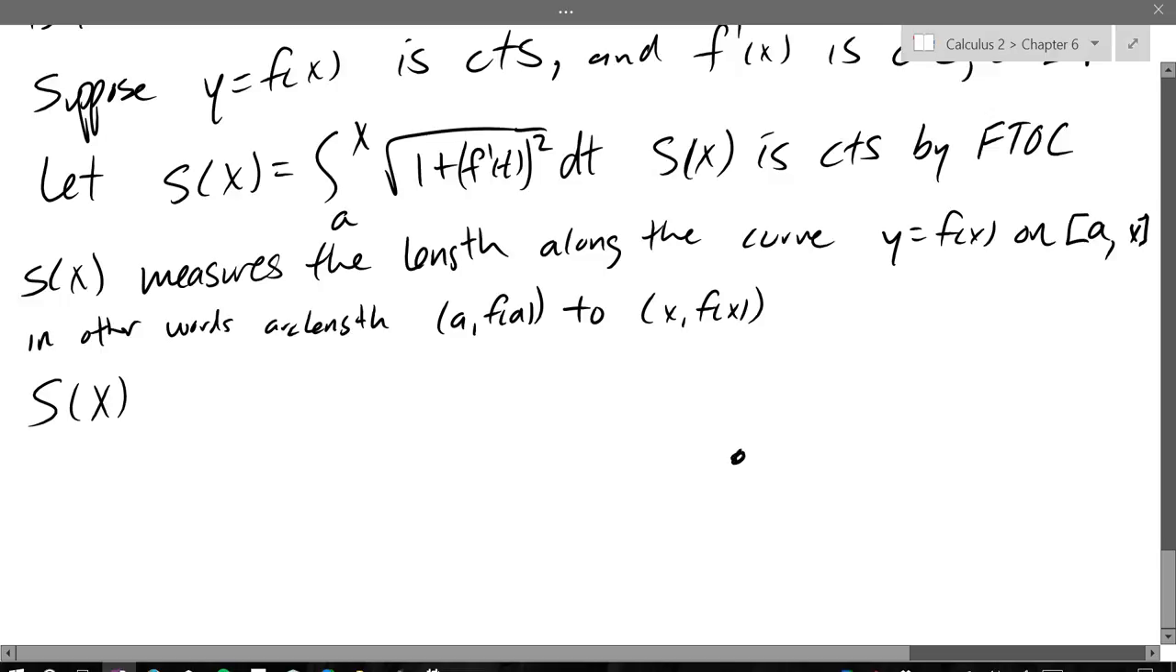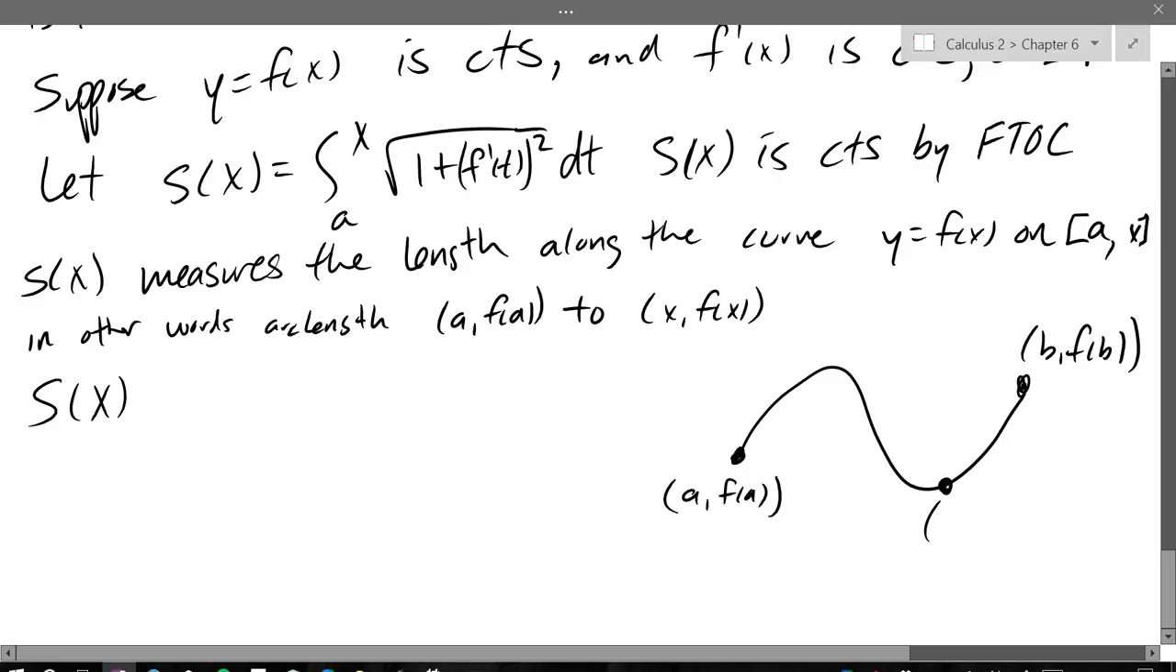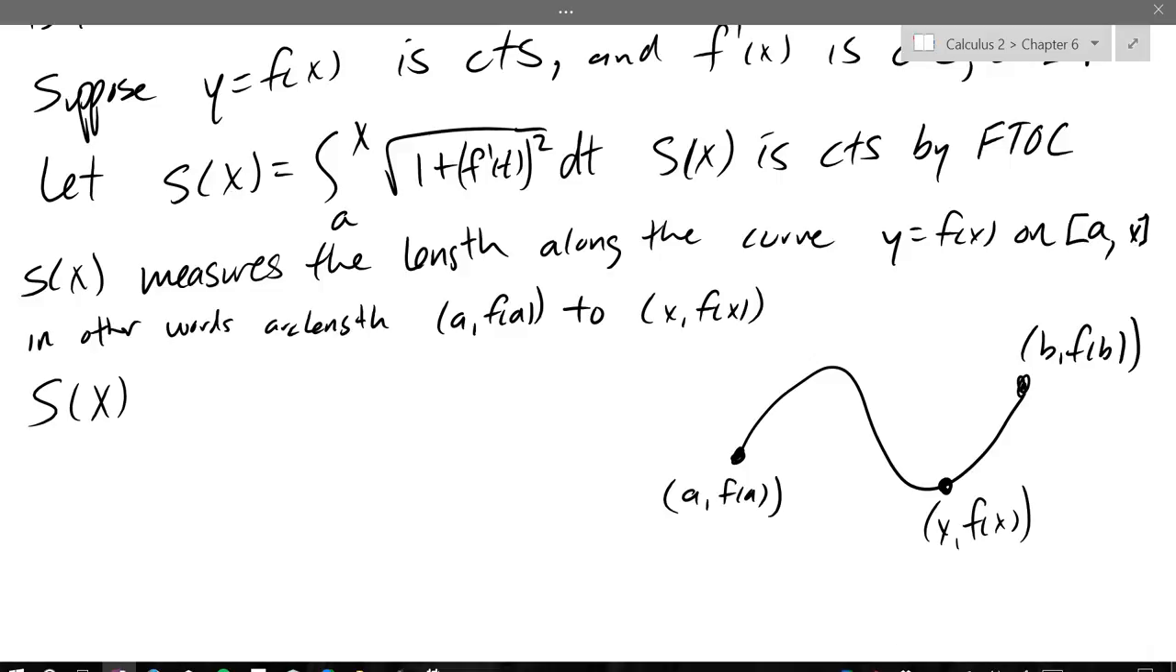You can just think about what's happening here. This curve's going along. We've got A comma f of A. We'll call this B comma f of B. And then x is some value in between A and B. So let's just say x is maybe right here. So this point will be x comma f of x, at some point along the curve between A and B.